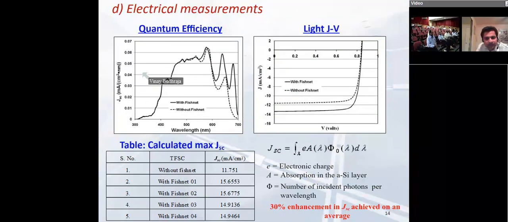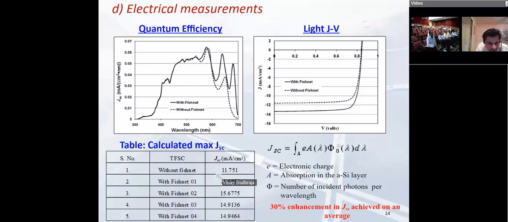Next, we did the electrical measurement on the PIN junction, and we see the quantum efficiency. The quantum efficiency plot at different wavelengths tells that with the fishnet, again it has a significant increase. And in the JV characteristic, it again shows the enhancement in the JSC with the fishnet versus without fishnet. At VOC, we didn't see much change because the amorphous silicon bandgap doesn't change. But the increased value in JSC tells the increase in other cell parameters, which is like fill factor and the efficiency.